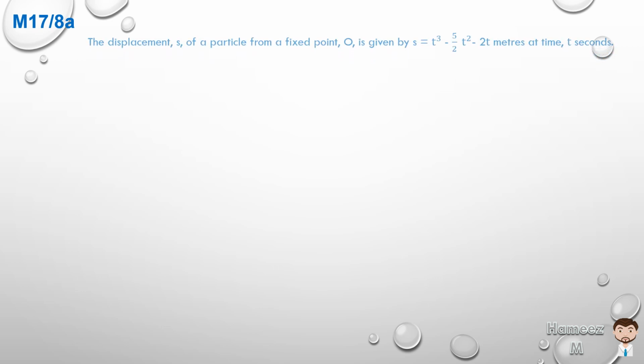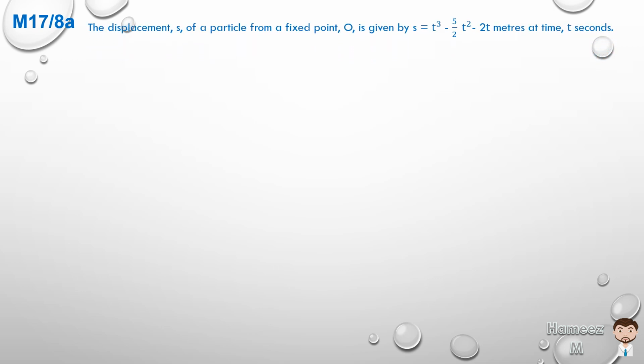May 2017, number 8a, and this is a kinematics question. The displacement s of a particle from a fixed point O is given by s is equal to t cubed minus 5 over 2 t squared minus 2t meters at time t seconds. Part 1. Determine the velocity of the particle at t is equal to 3.5 seconds, clearly stating the correct units.